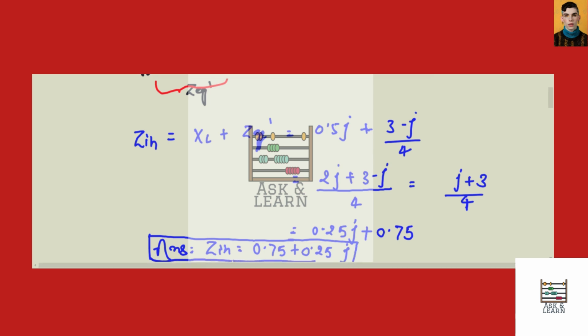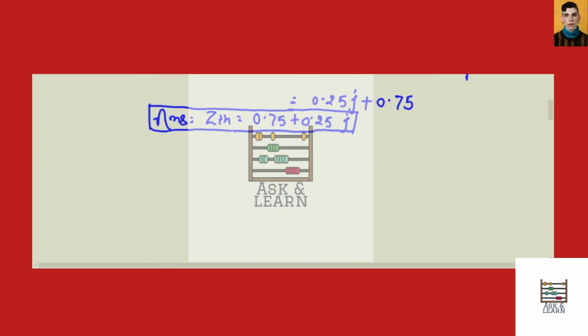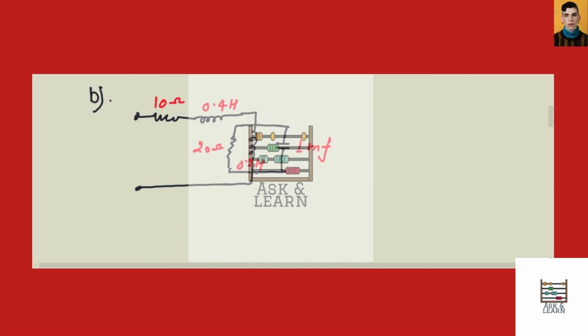So let's draw the circuit for the B part. I'm going to draw the circuit for B1. So this is the diagram for the second part of this problem. As you can see, we have again a similar question. The values of L1, L2 and C are given. First of all, similarly, we have to find out XL1, XL2, XC and then proceed, right?